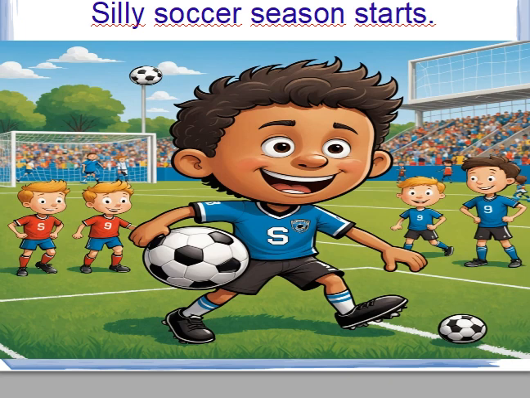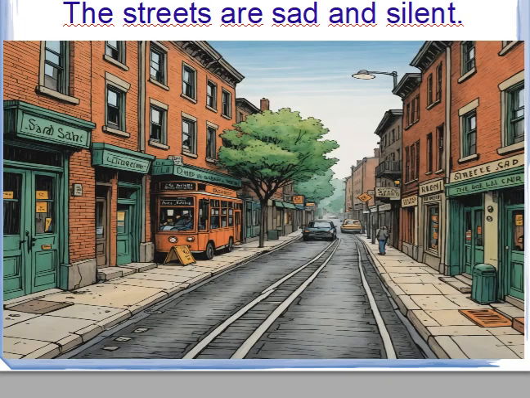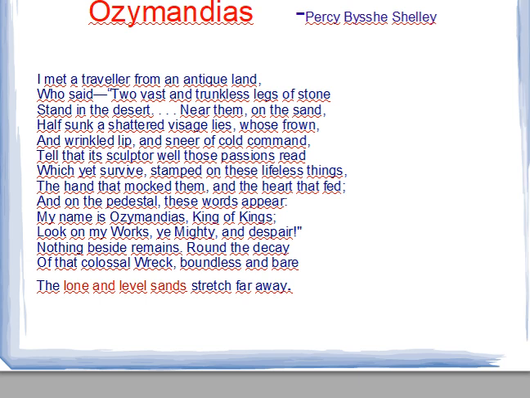Silly soccer season starts. The streets are sad and silent. And the end of this poem, it's about a statue in the desert. Once upon a time the guy thought he was so mighty because his statue was put up in the desert. Now the statue is broken down. And what happened to all that high and mightiness? Nothing. What's around that statue now? Not the empires used to command, but just the lone and leveled sands.